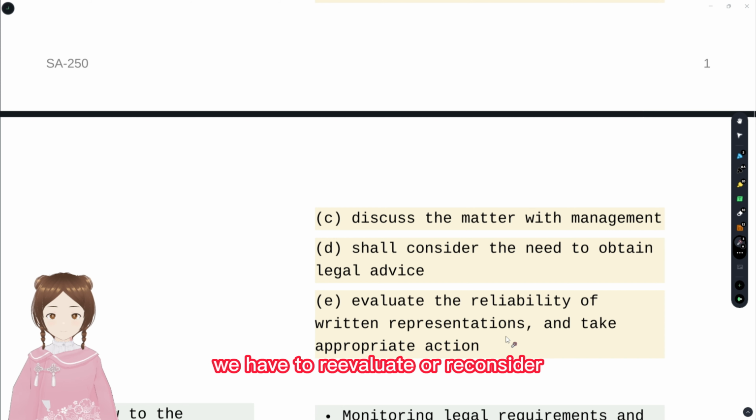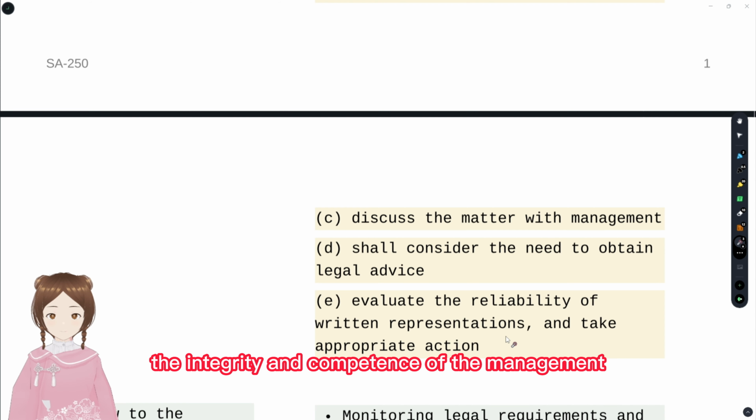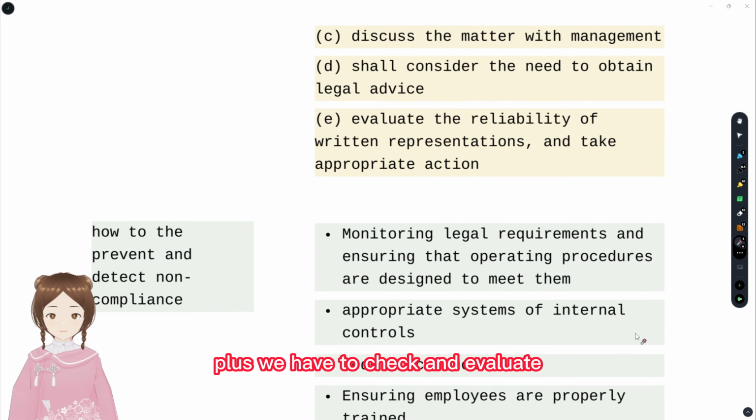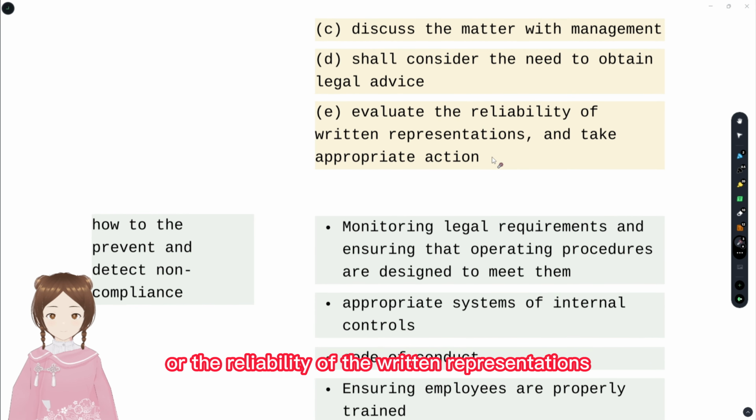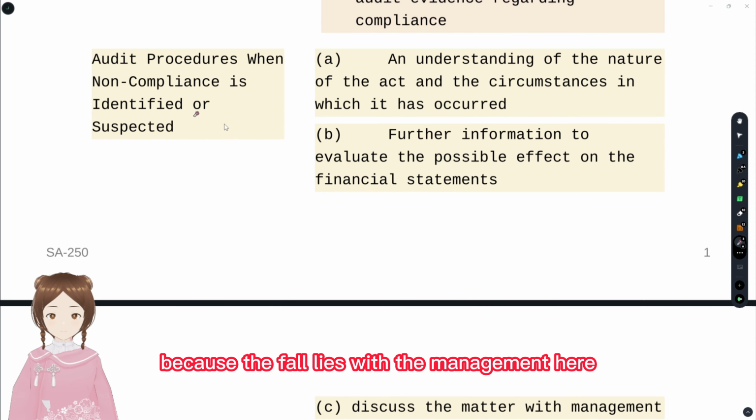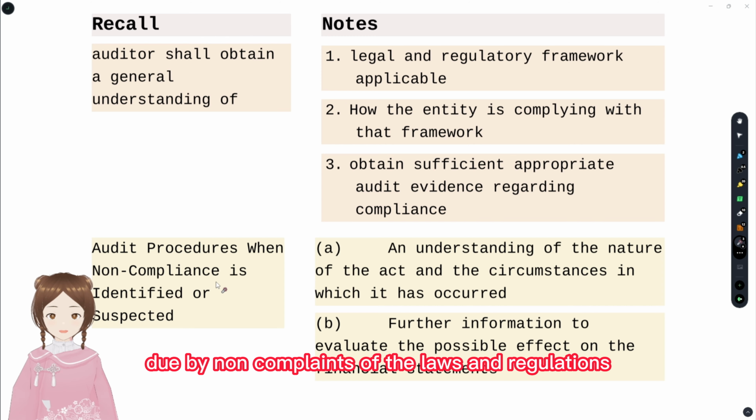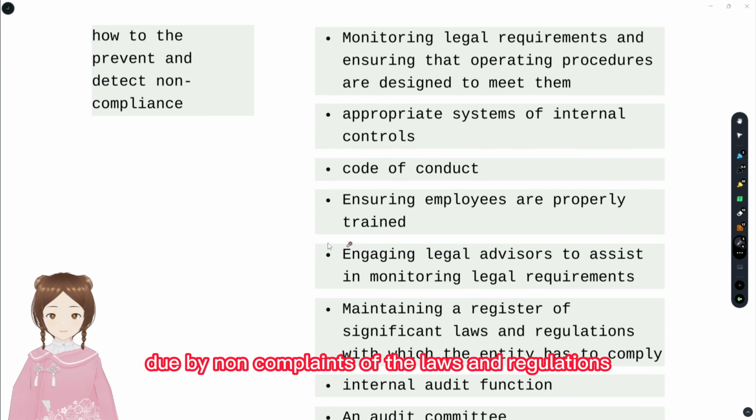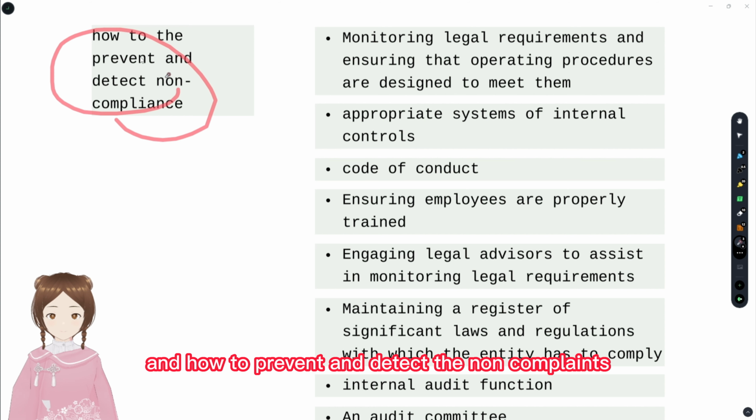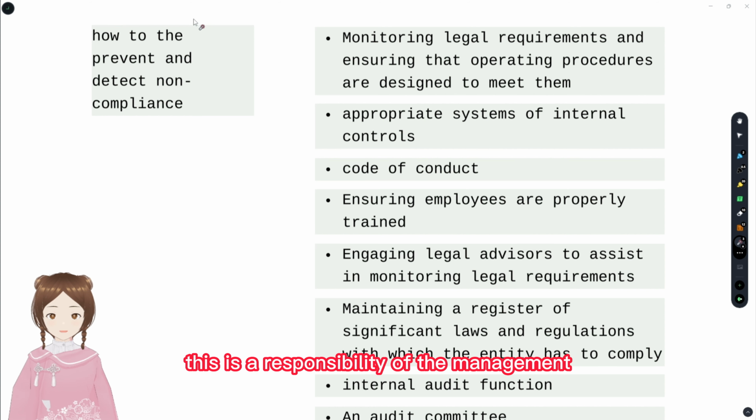We have to reevaluate or reconsider the integrity and competence of the management, plus we have to evaluate the reliability of the written representations given by that management, because the fault lies with the management here, due to non-compliance of the laws and regulations. And how to prevent and detect the non-compliance is a responsibility of the management.